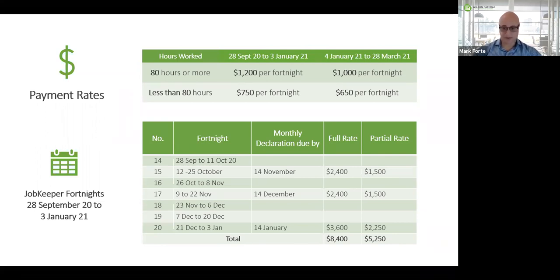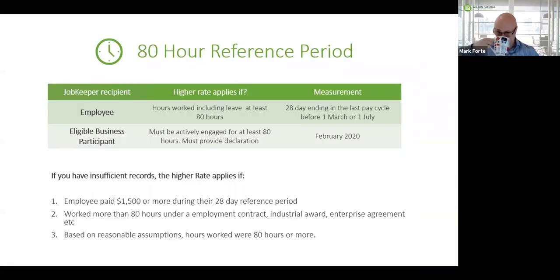So they're the payment rates, they're the monthly declarations, which is an obligation on everybody to put your declaration in by the due date. And as I said, the sooner you put it in, the sooner that you get paid. And as you can see, just at the bottom of that table there, if an employee or eligible business participant was on a full rate, they'll receive for this current JobKeeper period $8,400 in total of JobKeeper payments, and under a partial rate, which is more for part-time employees, $5,250. So we'll move on to the next slide.